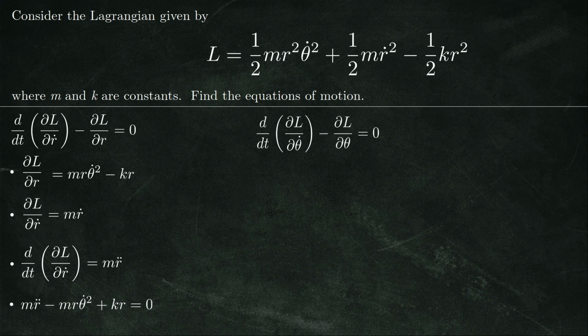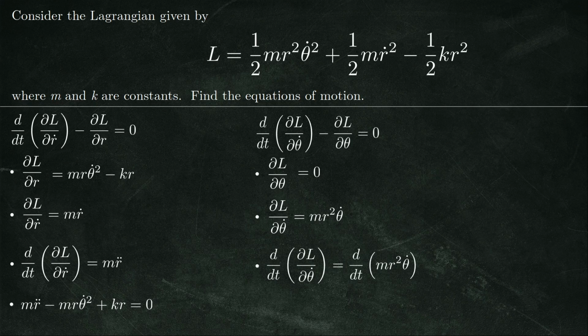Now we need to calculate the theta equation of motion. So I'm going to start with dL by d theta, and there's no theta in the Lagrangian, there's just a theta dot. And so this derivative is 0. Then I'm going to calculate dL by d theta dot, and only the first term contributes. So we have m r squared theta dot.